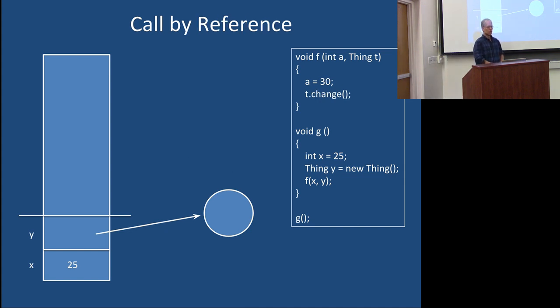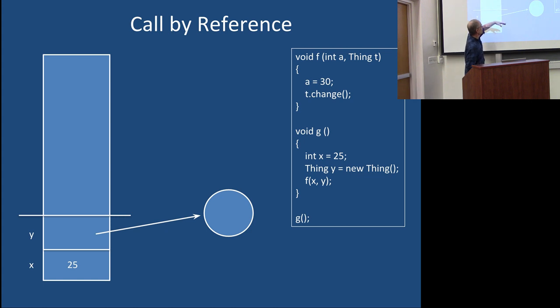Okay, now let's do the same. We're going to go through the same two examples using call by reference. So we got the same setup. We're calling f, and we're going to assume now they're, say, ref parameters. I guess I should have said ref up there, but anyway. What happens with call by reference?